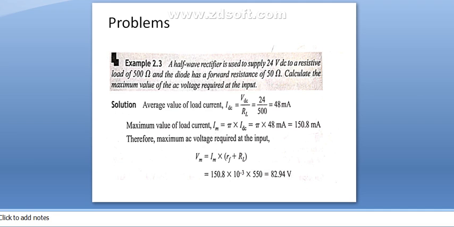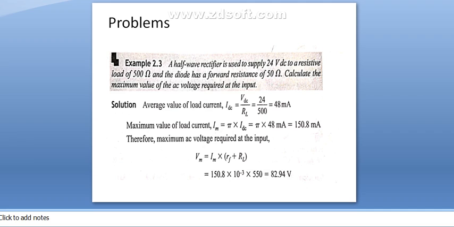Here the load resistor is 500 ohms. So from this first of all calculate the average value of load current. That becomes IDC equal VDC by RL. So substitute VDC and RL values. Here VDC is 24 volts and RL is 500 ohms. Then it becomes 48 milliamperes.